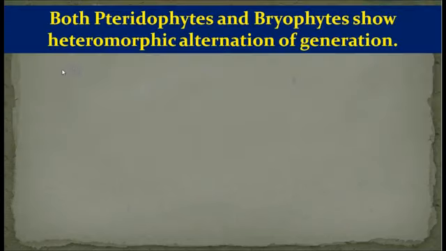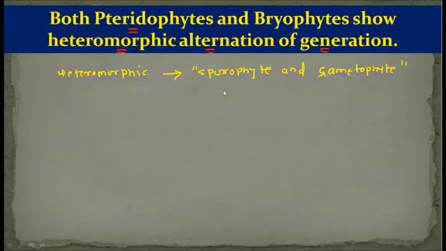So let's get started. The very first similarity between the pteridophytes and the bryophytes is that they both show the heteromorphic alternation of generation. Now, what is meant by heteromorphic alternation of generation? Heteromorphic means if the sporophyte and gametophyte are morphologically dissimilar, then such a type of alternation of generation is called heteromorphic alternation of generation. Whenever there is a morphologically different sporophyte and gametophyte, we say that the alternation of generation is heteromorphic.